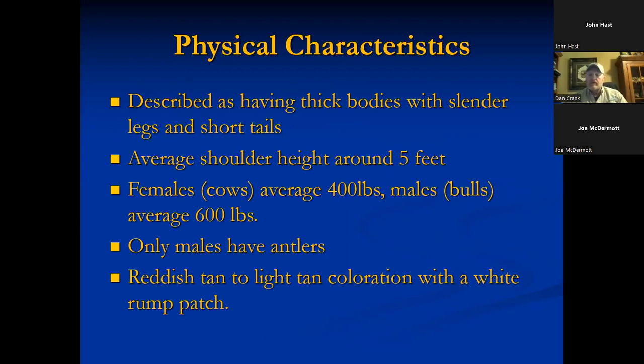The weight does differ, sometimes dramatically, depending on time of year. The females, which are called cows, average about 400 pounds as an adult, and males, which are called bulls, average about 600. That weight changes throughout the year depending on diet and what they're into. This time of year, when forage is readily available, they'll gain a lot of weight. And prior to rut, some bulls could be upwards of 800 to 900 pounds.